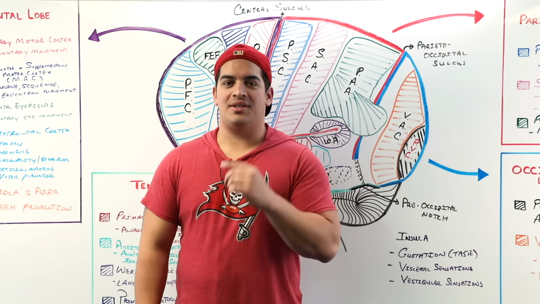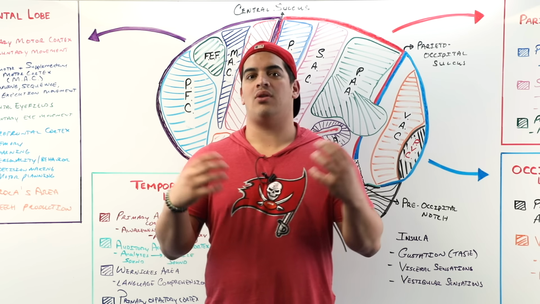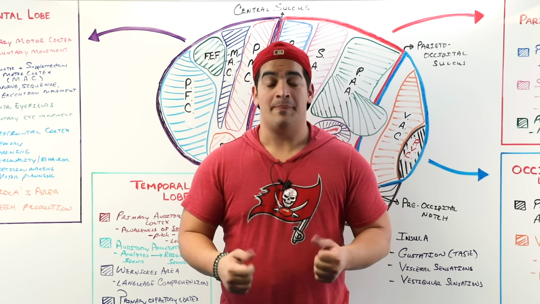All right, Ninjas, so in this video, we talked about the basic overview of the cerebral cortex, all the lobes, the particular functional areas, and what those areas do. I hope this made sense.